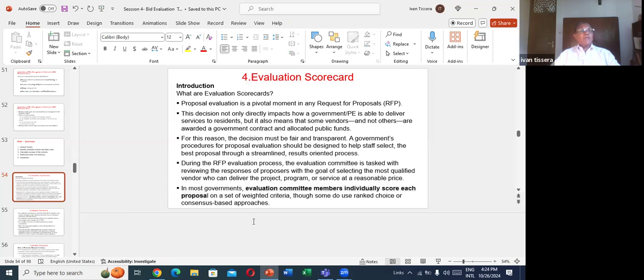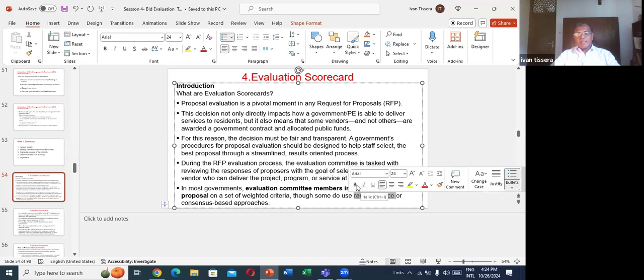Because then we can consider each evaluation and get the average. In most cases, the chairperson will not give marks, only the members give. Then there are various ways to consider that: a set of weighted criteria, or some use ranked choice or consensus-based approaches. Ranked choice is the first, the second, like we discussed. When we consider A and B, B is first, good, right? Some use ranking.